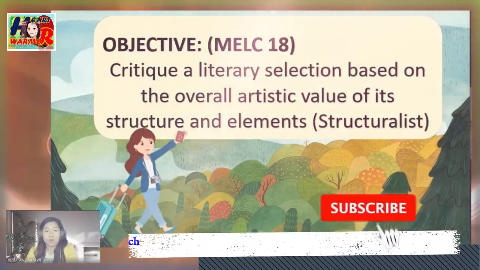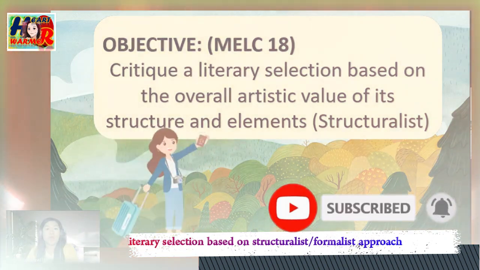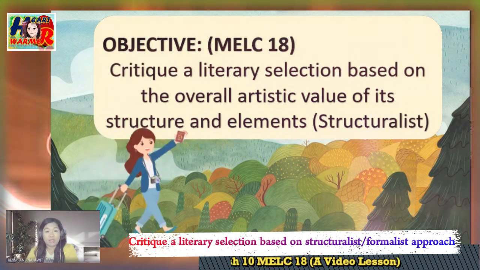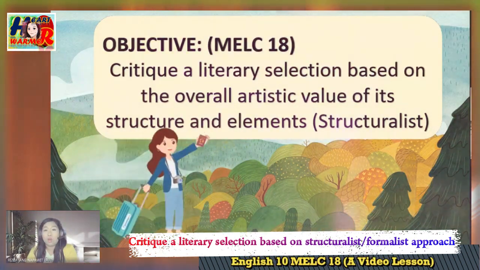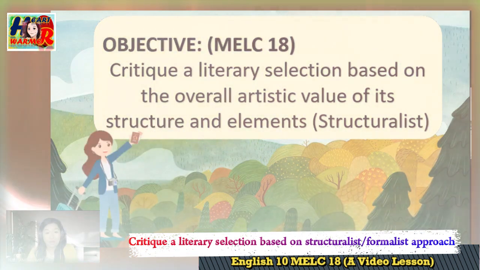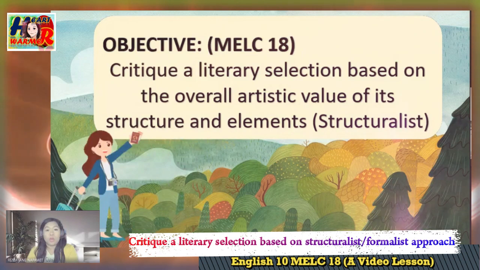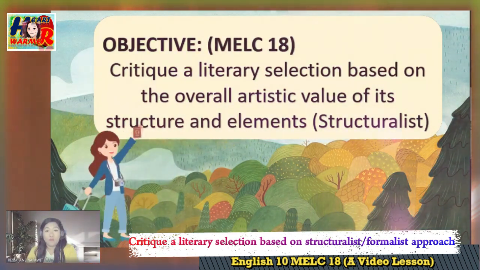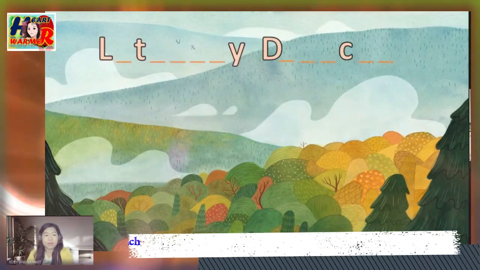Our objective for today, which is under MELC number 18, or most essential learning competency under English 10, is to critique a literary selection based on the overall artistic value of its structure and elements. So today, we're going to start with the structuralist or formalist approach. So let's have a review first.